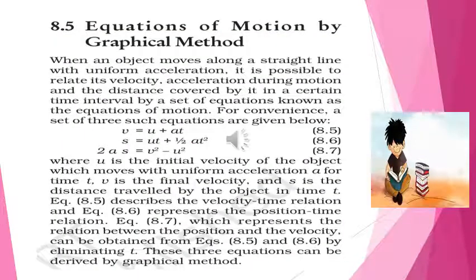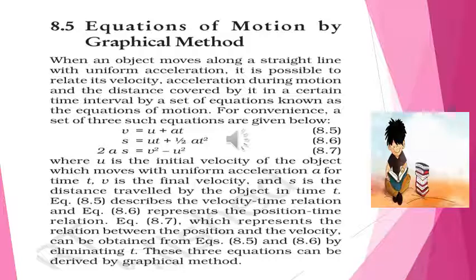Equations of motion by graphical method. When an object moves along a straight line with uniform acceleration, it is possible to relate its velocity, acceleration during motion, and the distance covered by it in a certain time interval by a set of equations known as the equations of motion. These three equations of motion are very important for you as many examples are based on this.